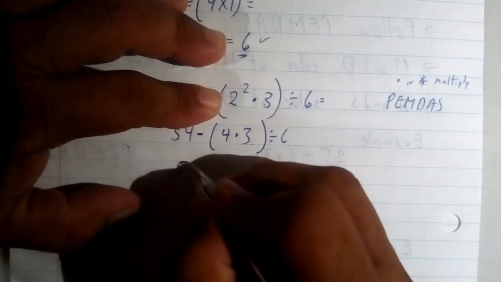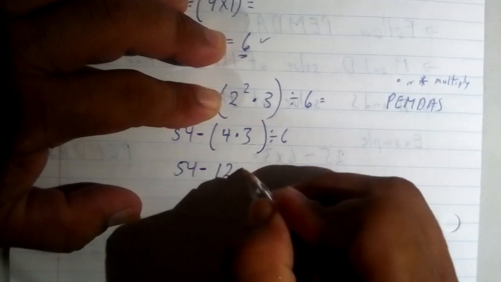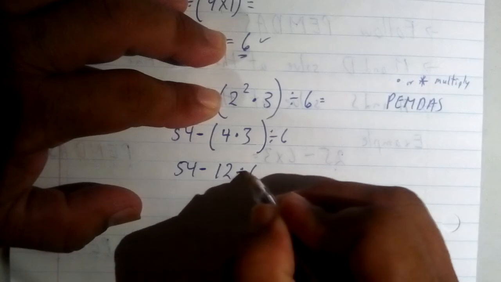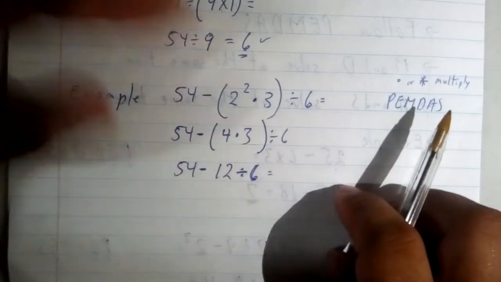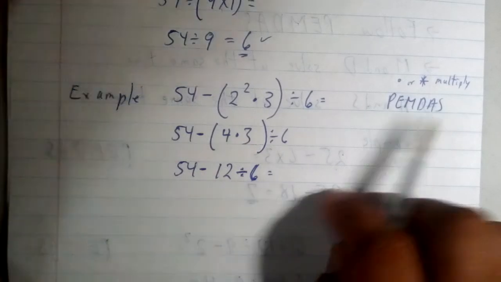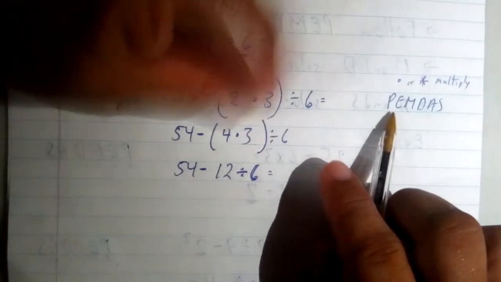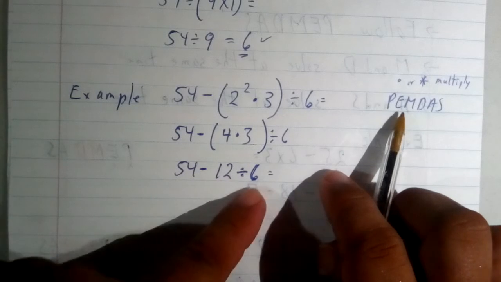Bring down the 54 again. And we say 4 times 3, which is 12 divided by 6. So that's up to this part. Now we have subtraction and division. So we have gotten rid of the bracket information and we did inside of the bracket. Now we have 54 minus 12 divided by 6.